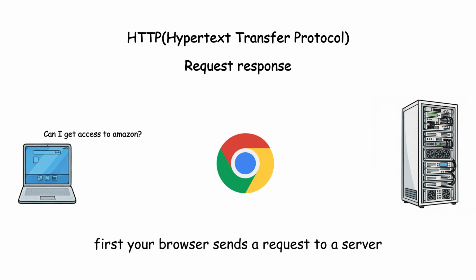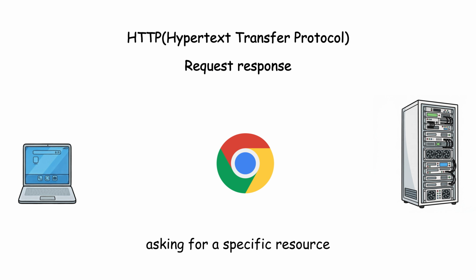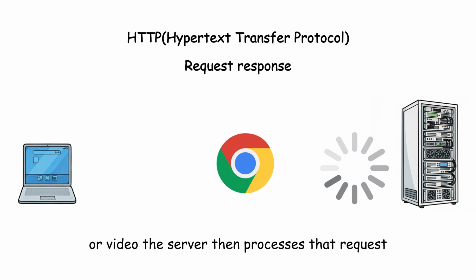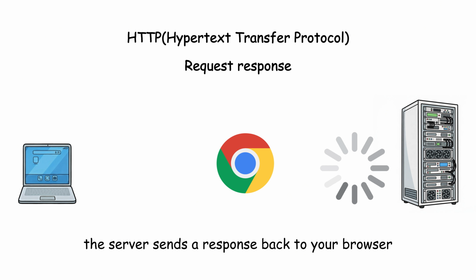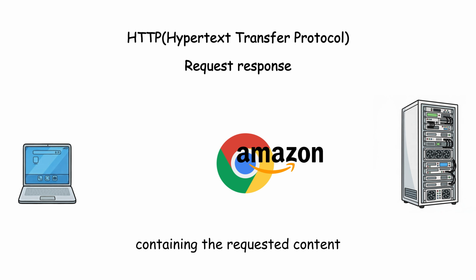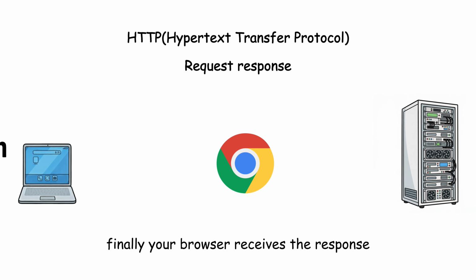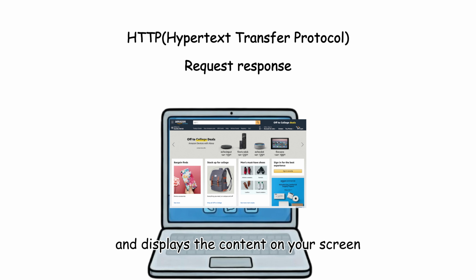Your browser sends a request to a server asking for a specific resource, like a web page, image, or video. The server then processes that request by checking what's being asked for and preparing the data. Next, the server sends a response back to your browser containing the requested content. Finally, your browser receives the response and displays the content on your screen.